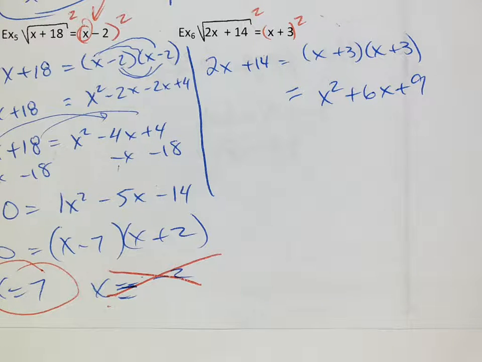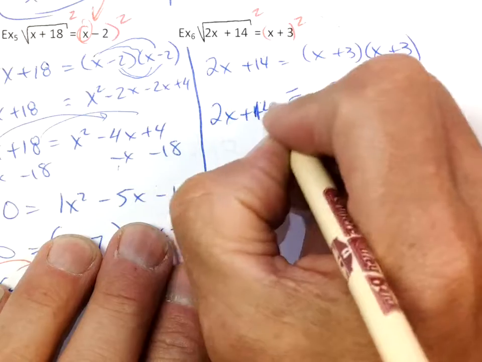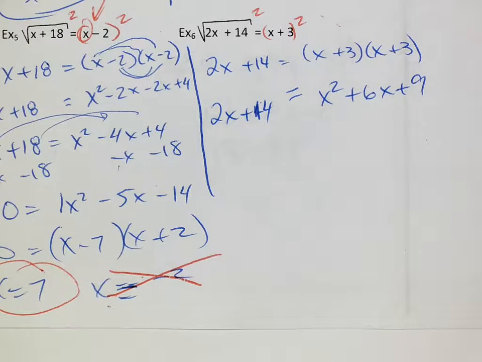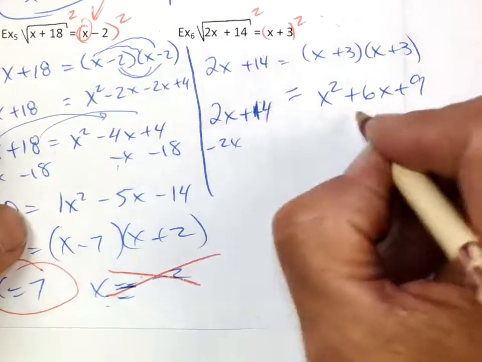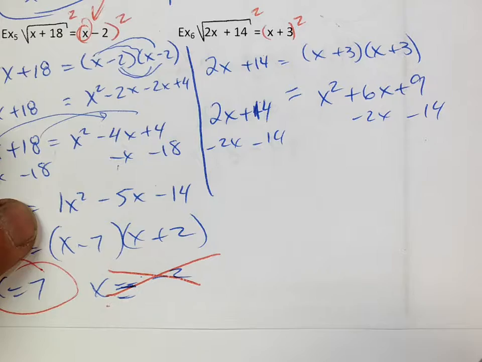What is it? Because you know you're double smiling, right? Agree with that? Okay. So then bring down the 2x plus 14. Okay, so now we want to use our poly button, right? You guys like the poly button? So bring everything over so we can set it equals 0. So minus 2x, minus 14, minus 14.